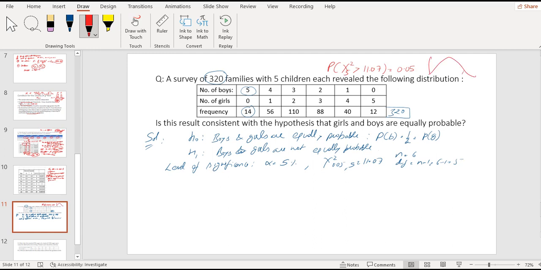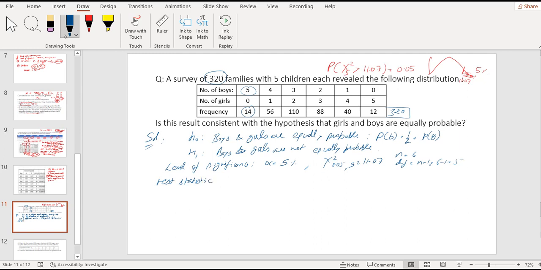Okay, so it means that this is 11.07, so on this side we have only 5% area. Okay, this is the meaning of the table we are given, right? Now the next step is we need to calculate the statistics. So what is the test statistic?